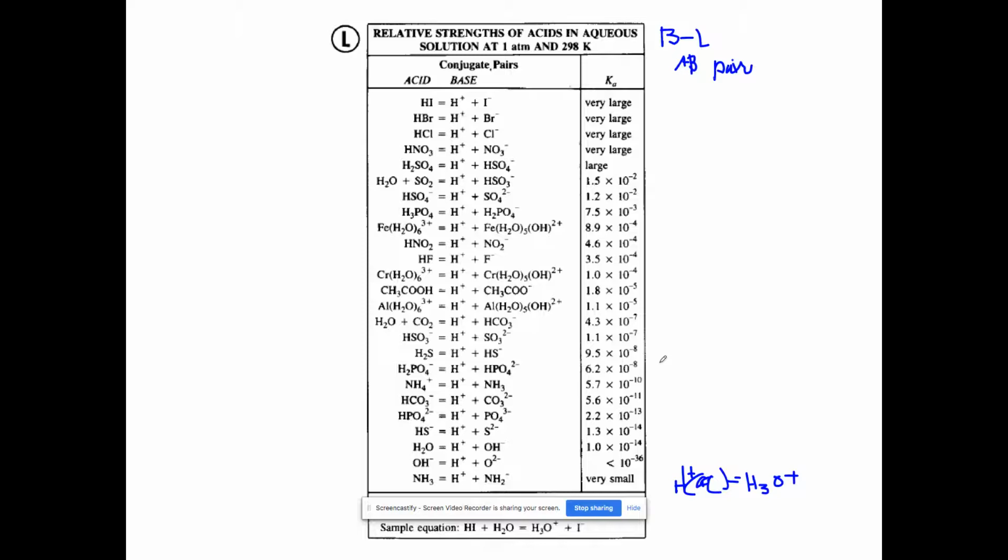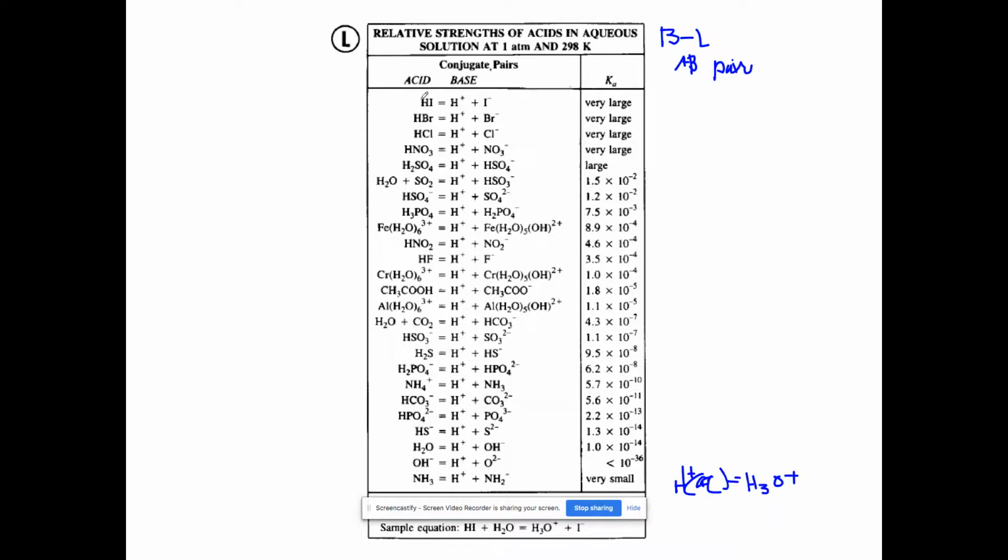So back to reference table L. Again, we're using Bronsted-Lowry theory. So notice we have HI as the acid. So HI is going to donate its H to iodine. So here's our base. Look at this. This is just a whole H plus. So here are our acids. Here are the bases, and that's under Bronsted-Lowry theory.